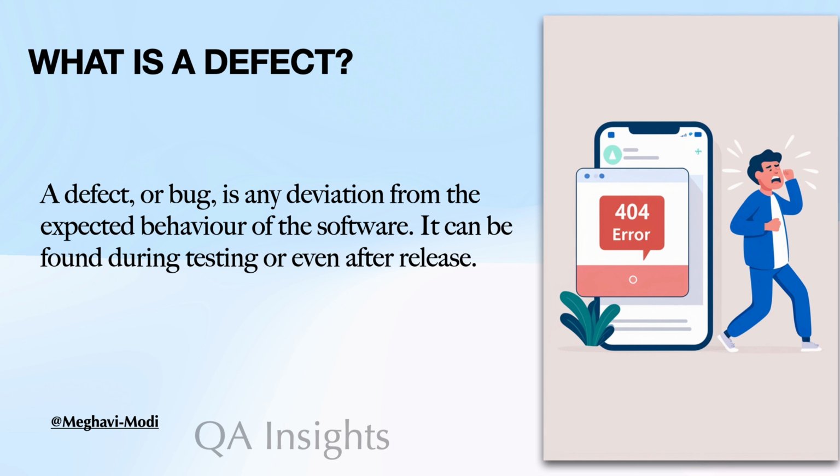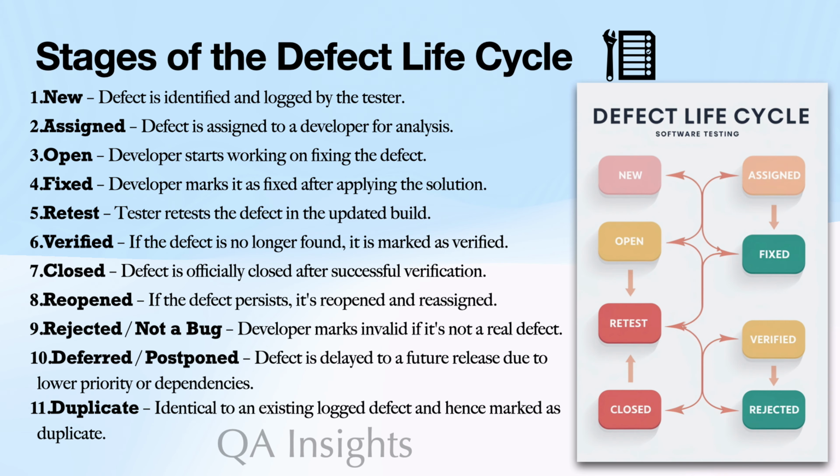No matter when it is found, the goal is the same: catch it, fix it, and prevent it from happening again. Now let's walk through the defect life cycle step by step, or the different stages of the defect life cycle. When the tester finds a bug, the first thing they do is log it into a defect tracker tool like Jira, Bugzilla, or ALM. At this point, the defect enters the first stage, new. The bug is now officially recorded in the system. Next, the status moves to assigned.